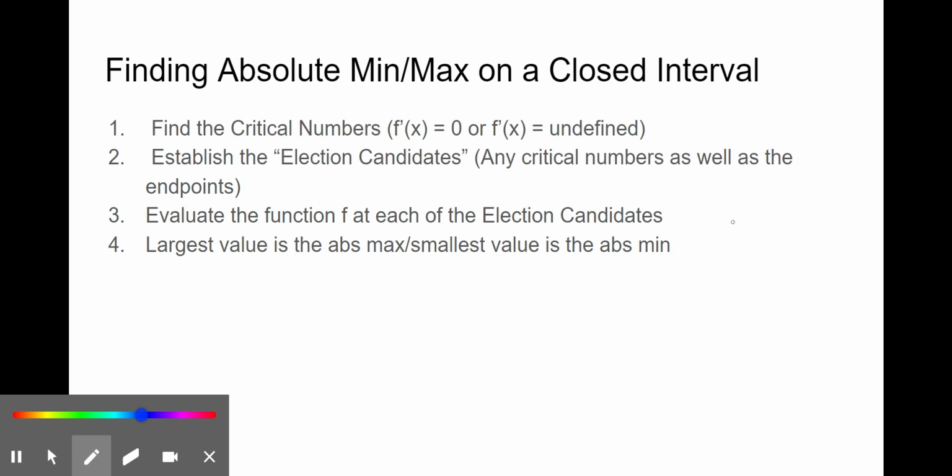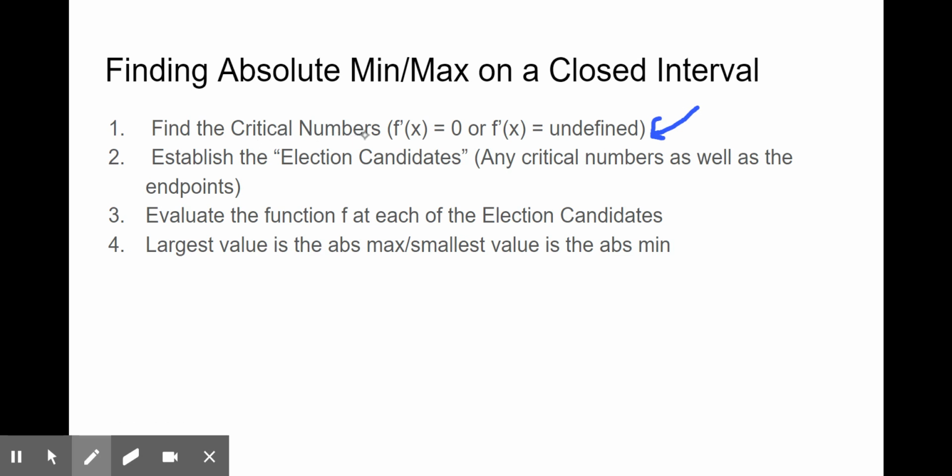Now, we've looked at a bunch of pictures, right? We understand that the absolute min or the absolute max could be a relative min or a relative max. That's why we look at the critical numbers, because the critical numbers are where the relative mins and relative maxes could be, okay? But the absolute min or the absolute max could also be the endpoints. All right, so we're going to establish some candidates for an election. Appropriately, this time of year. Those candidates will be any critical numbers that you find as well as the endpoints. Okay, all of those will be candidates.